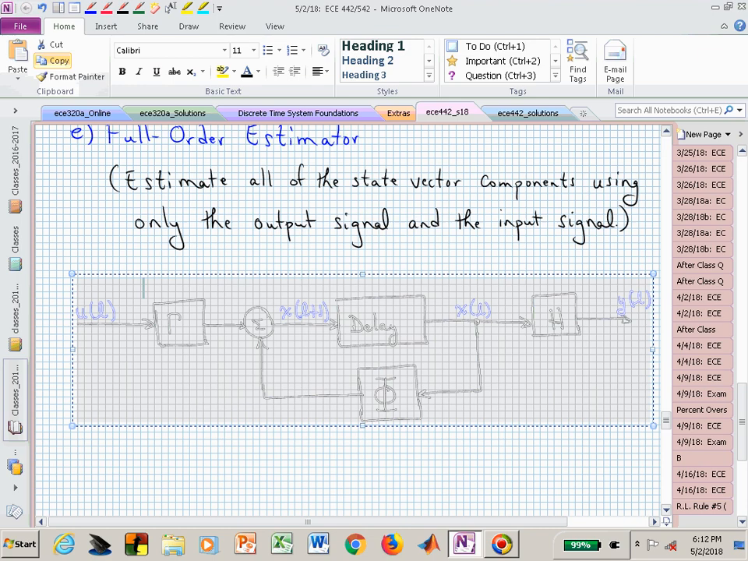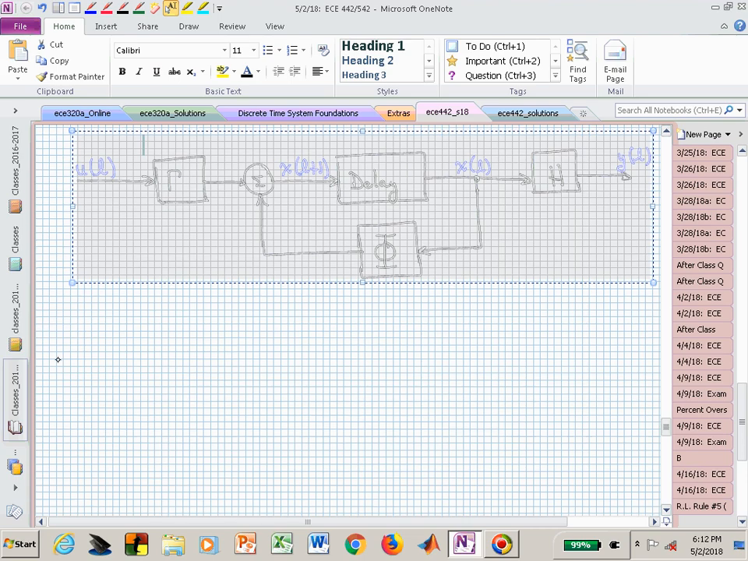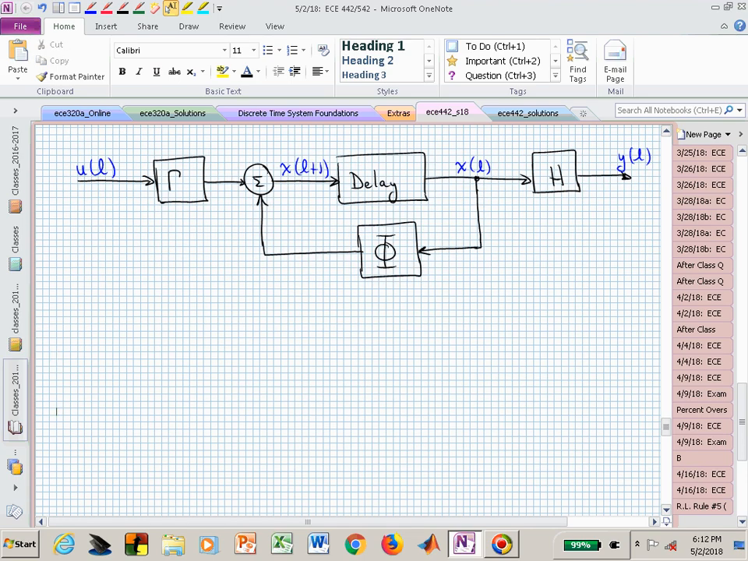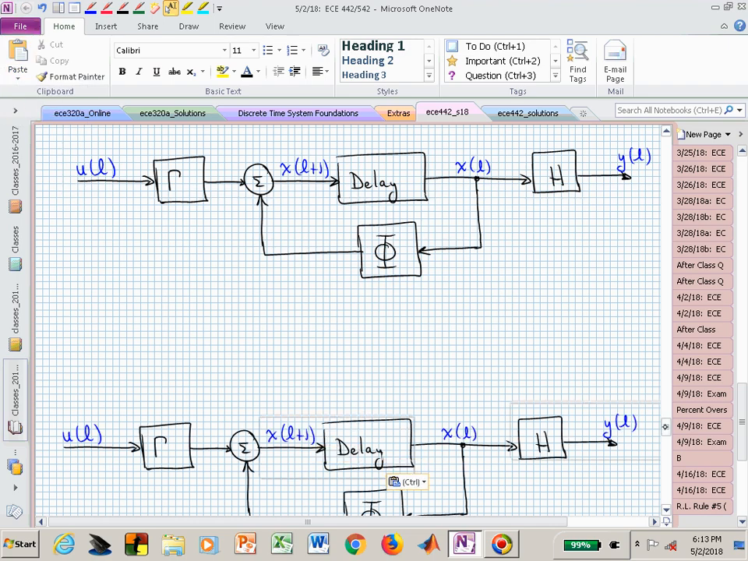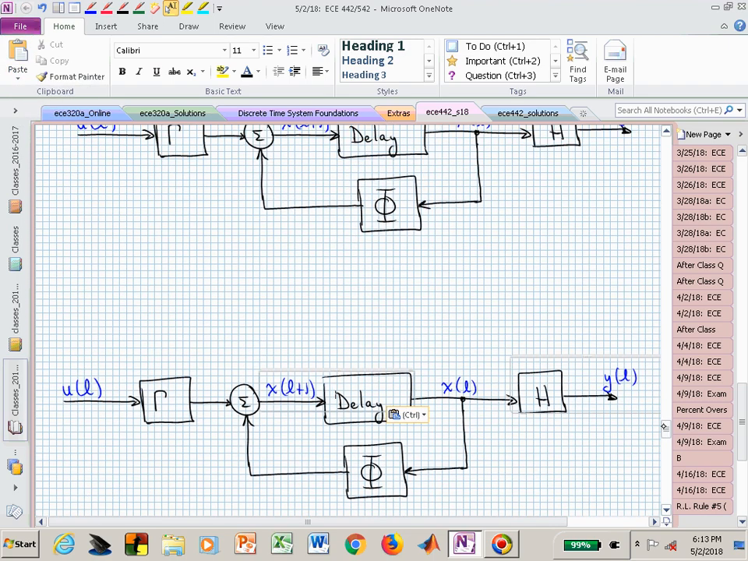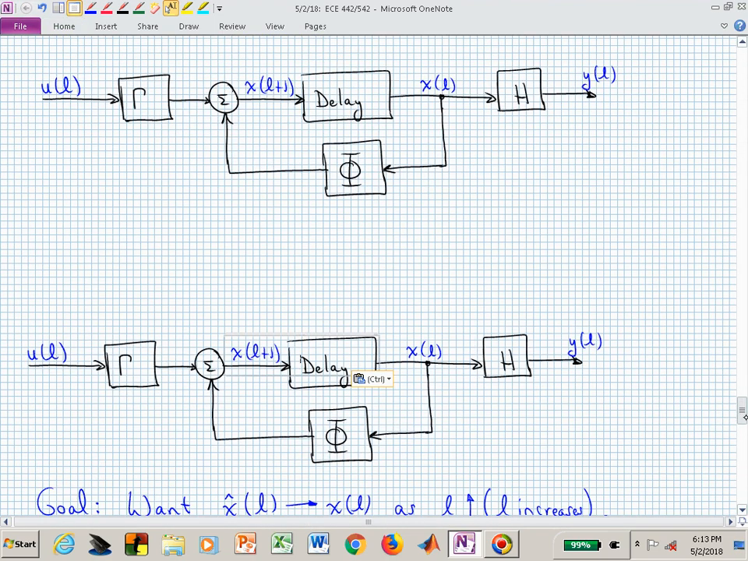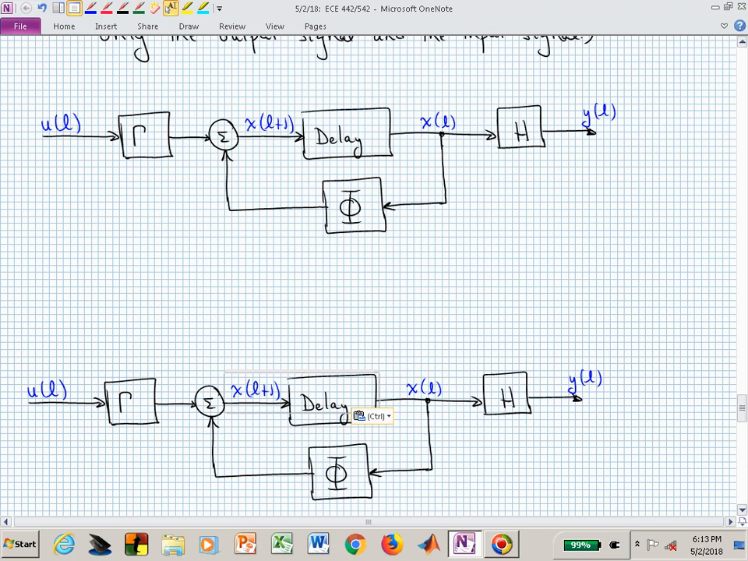Okay, now what? Well, now what I want to do is actually duplicate that here. And now, what if I actually use the same input here as I have down there? If I connected the inputs u, if I know what I'm driving the real system with, which is up above, with what's down below, are the outputs going to be the same?